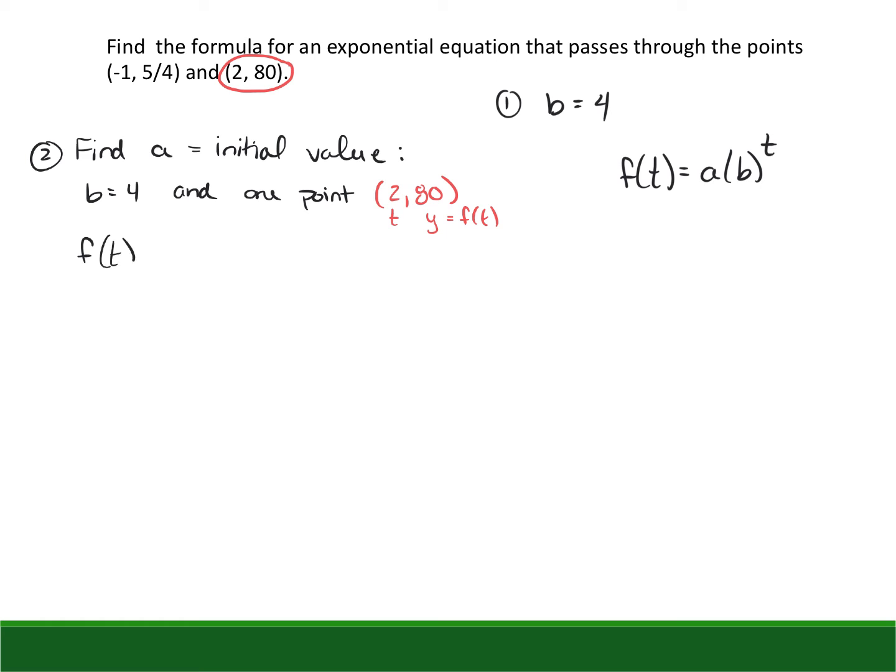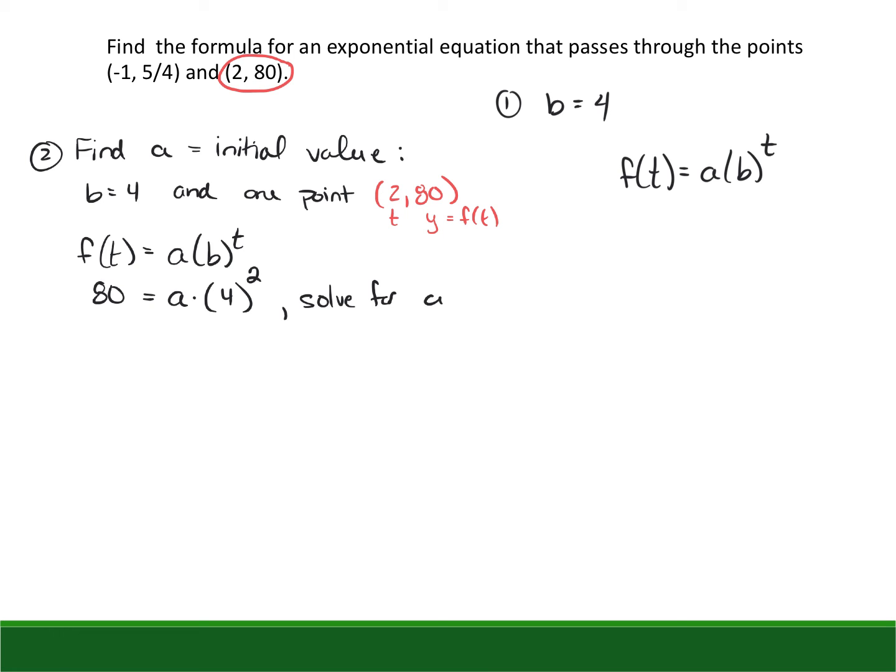So I'm going to write that down again. f of t is equal to a times b to the t, and we can just substitute. So when f of t is 80, we don't know what a is, that's what we're trying to solve for, and b we found out was 4, and t is 2. Okay, so when y is 80 and t is 2, notice that we have an equation here where we can now solve for a.